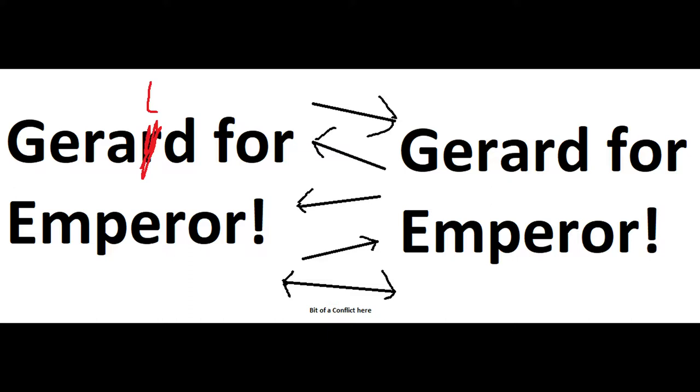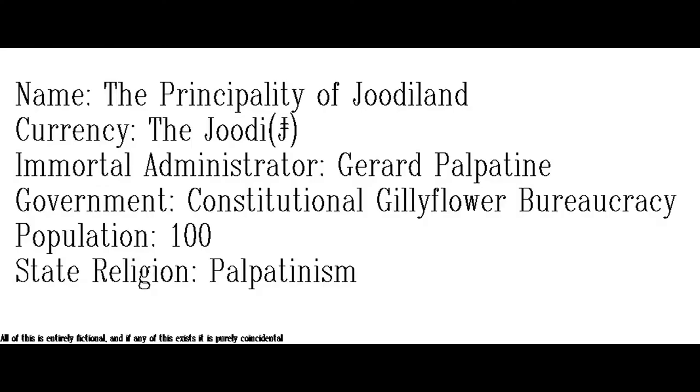And finally, the claimant to the title of Immortal Administrator, a man whose name has been lost to time, once referred to a poppy. He was quickly corrected. That wasn't a poppy. That was a gillyflower. And so everything came together. The currency, the leadership, the nation symbol. It was time. Time to found a new nation. The Principality of Joodiland.